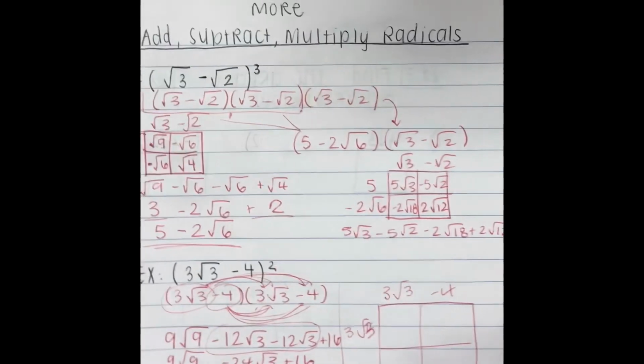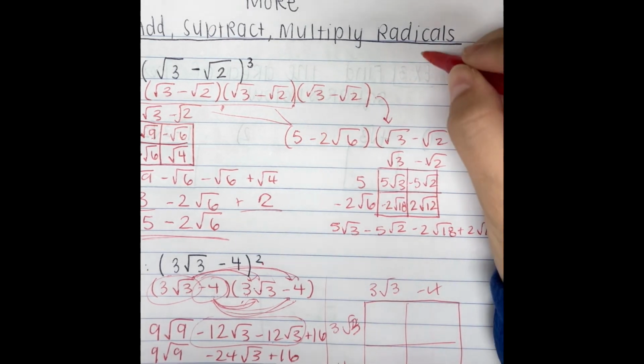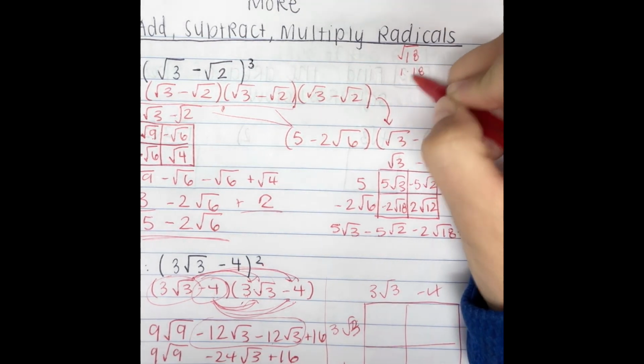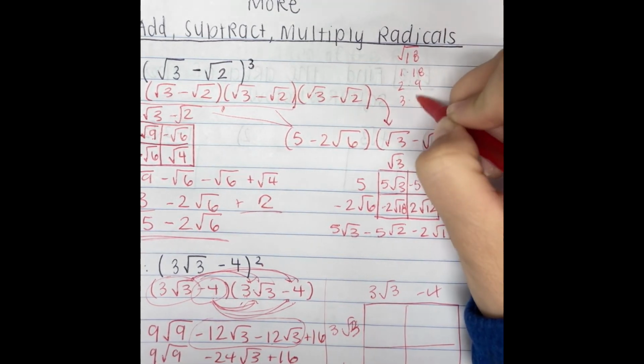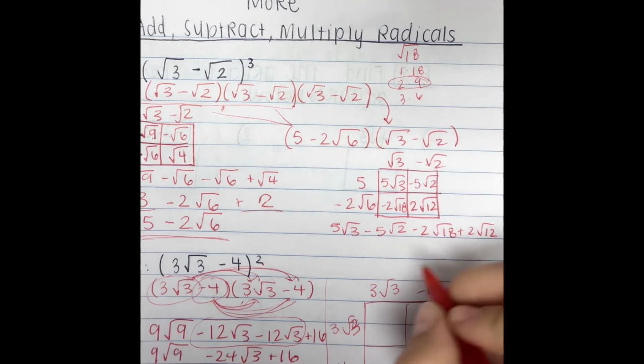I know this is a long one. Sorry, you guys. Now we need to simplify the radicals. Okay? So I'm running out of room. Let's look at square root of 18. So we get 1 times 18, 2 times 9, 3 times 6. Some of these y'all might start to remember. So this is 2 and 9 because 9 is our greatest perfect square.